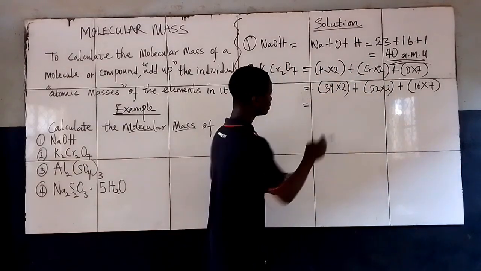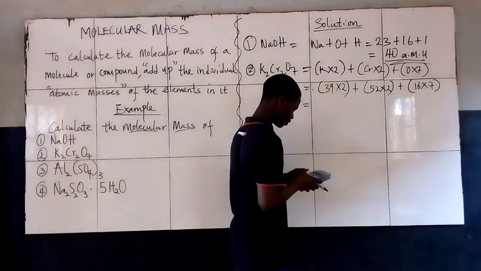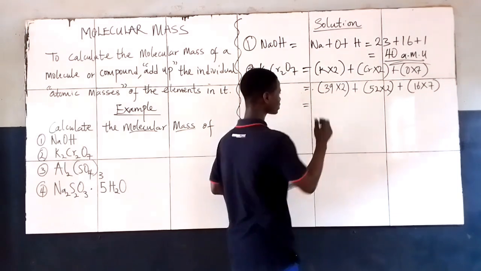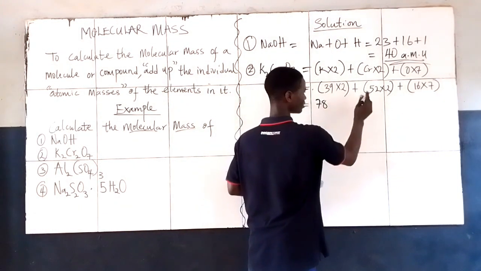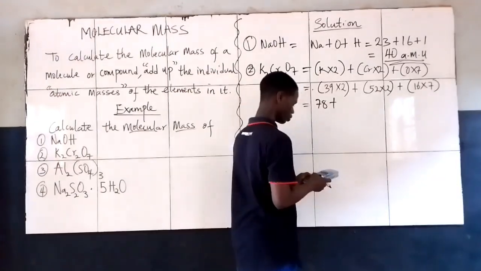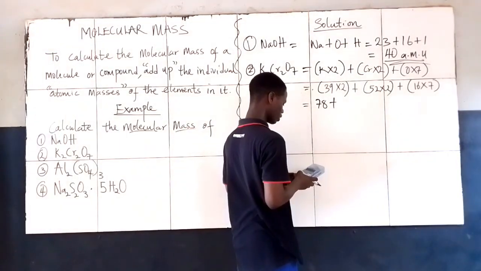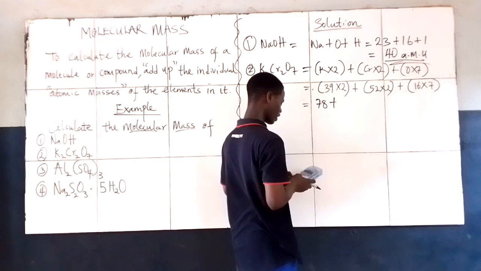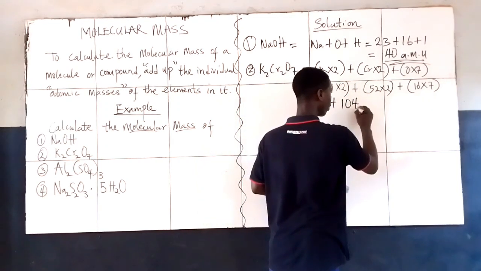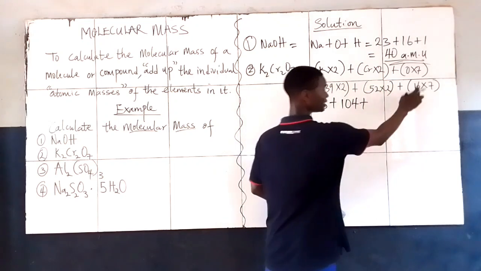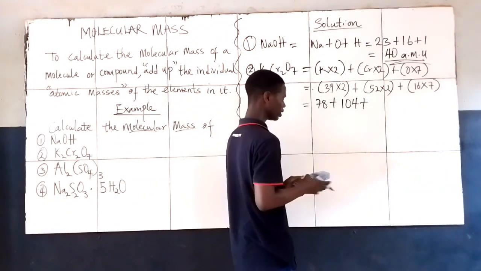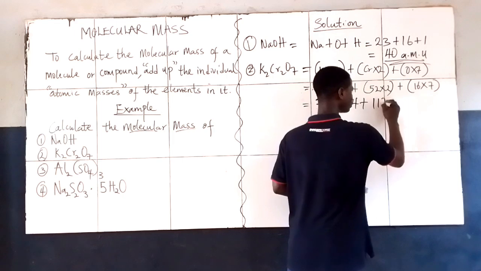Watch out. 39 times 2. The answer is what? 78. Added to 52 times 2. That is 104. Added to 16 times 7. That is 112.